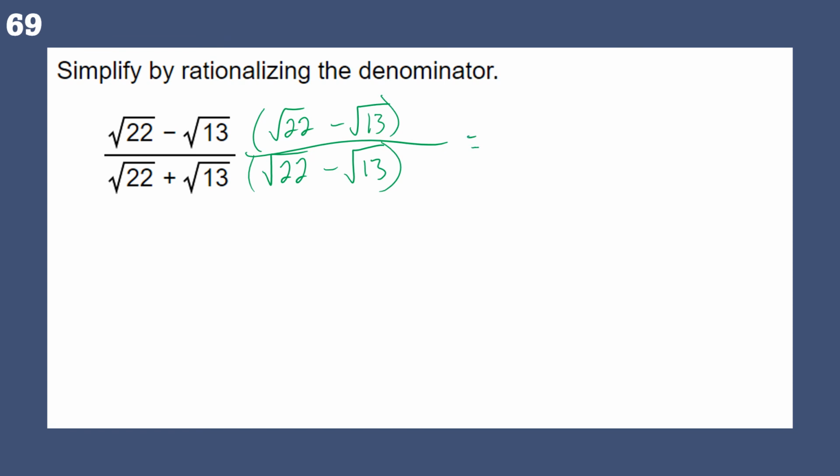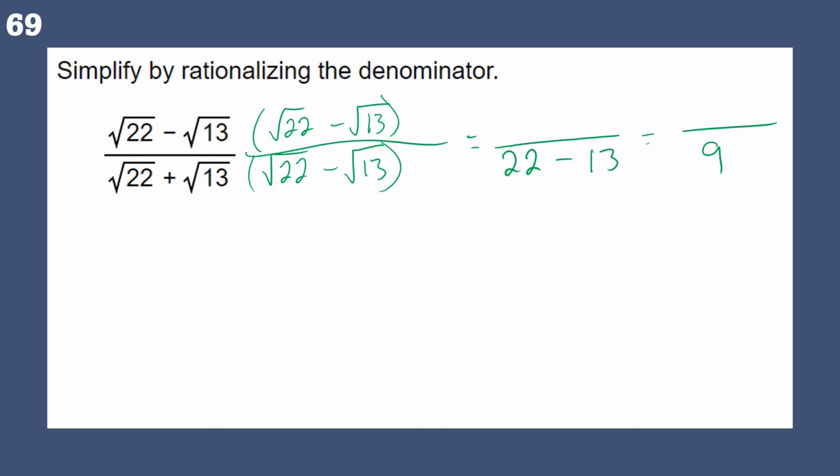So the bottom ends up being 22 minus 13, or just 9. The top is not so pretty, okay? It's not going to cancel out quite the same. So what we are going to be able to do is do a little bit of math.